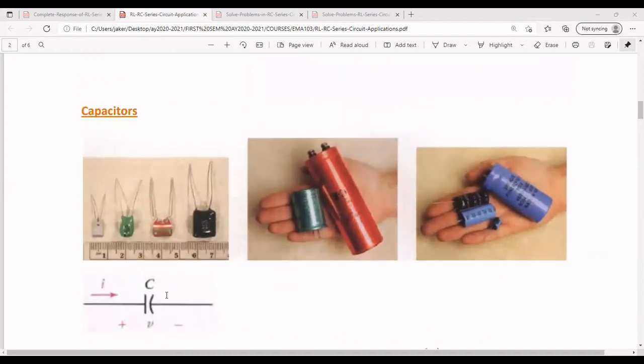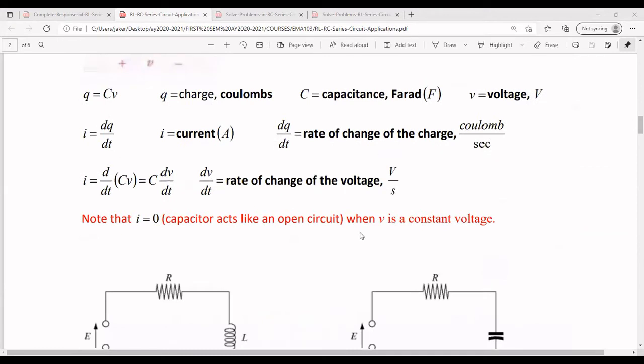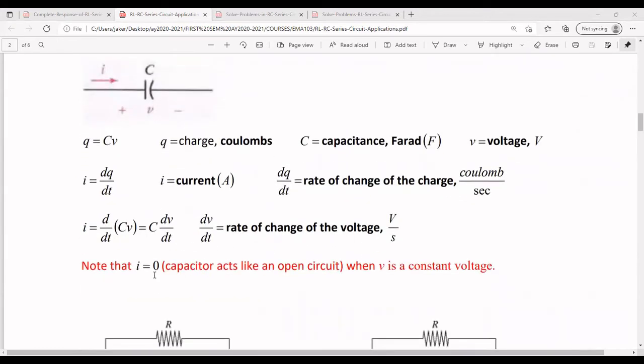In the inductor, you have a case of a voltage drop across it equal to 0 if your inductor acts like a short circuit, or when your current is constant. It's a DC current. Now, we also have a scenario in your capacitor when I is equal to 0. Now your capacitor acts like an open circuit. So rather than having a closed circuit, your capacitor acts like an open circuit. And this is the case wherein your voltage is constant. Again, on the premise, class, that if voltage is constant and you get the derivative of a constant with respect to time, this will be 0.